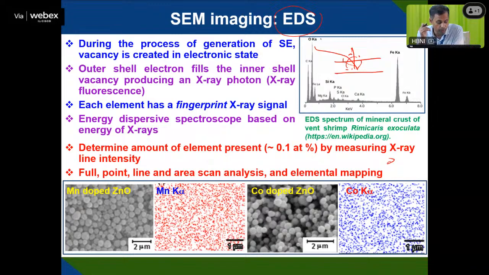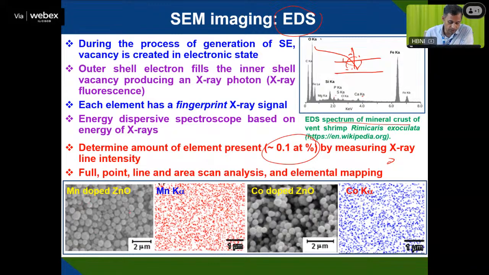You can do point, line, and area scan analysis. Here, you can see the composition, where this is a silica sample and this shows silica or iron presence. You can see the EDS spectrum of a mineral crust. You can see how phosphorus, calcium, and iron are distributed here, with up to 0.1 weight or atom percent accuracy.